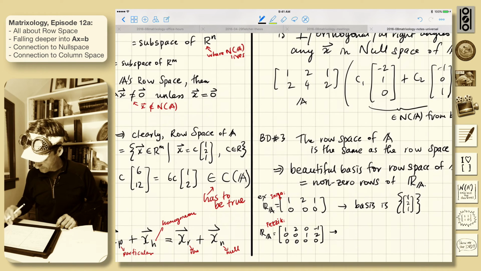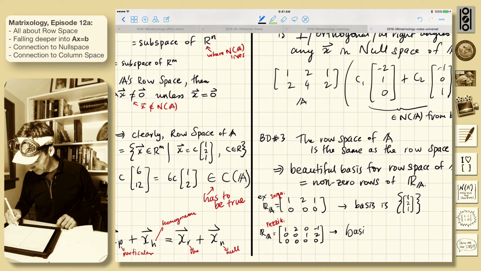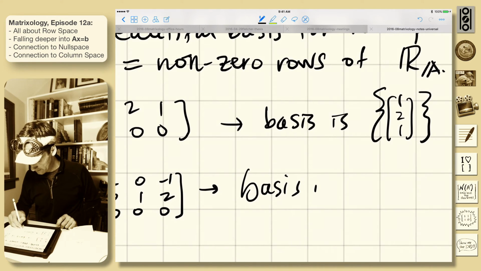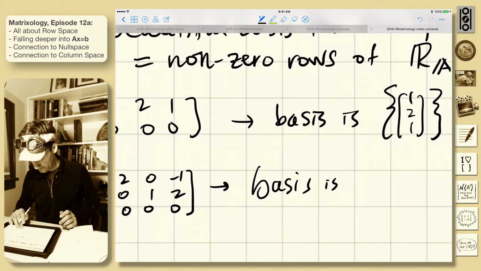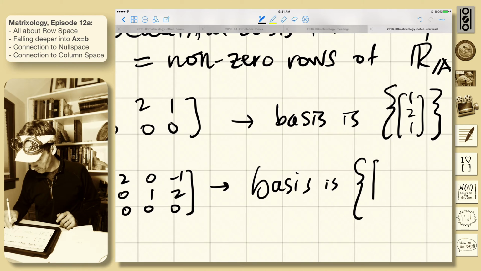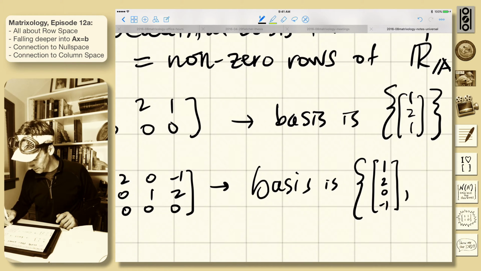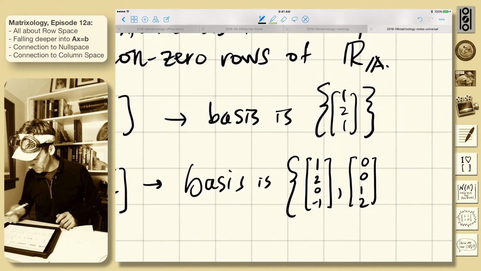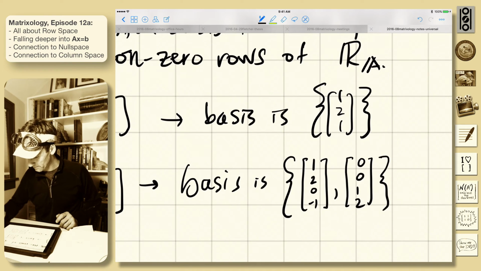So the basis here is, just read them off, right? Goodness, yes, so much goodness. 1, 2, 0, minus 1. Just sitting there, we didn't have to do any more work. 0, 0, 1, 2.